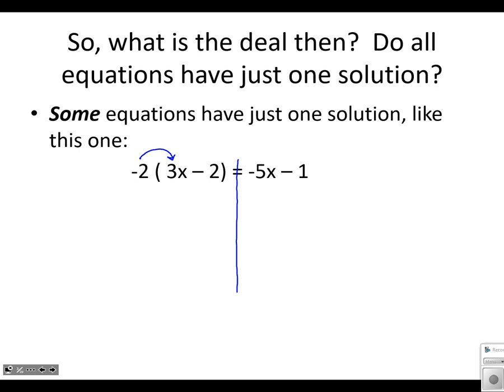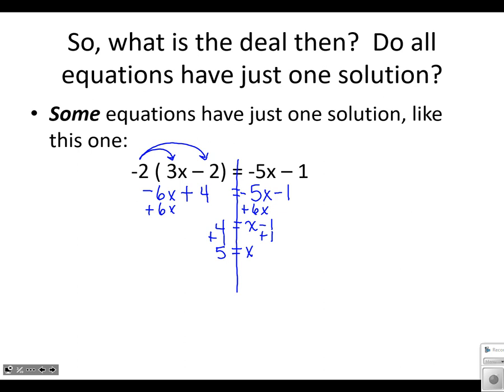Negative 2 times 3x is negative 6x. Negative 2 times negative 2 is, what's negative times negative? Yeah, positive, and 2 times 2 is 4. And then over here I have negative 5x minus 1. Now I'm going to get rid of my lowest variable term. That would be this negative 6x. I'm going to add 6x to both sides. Gives me 4 equals x minus 1. Add 1 to both sides, and I got x equals 5.